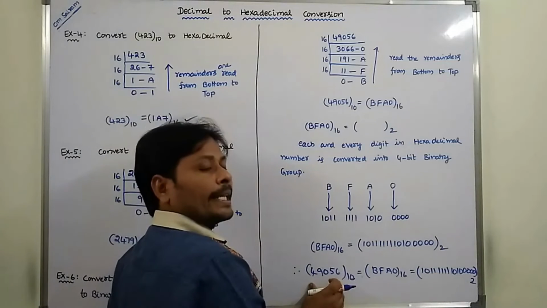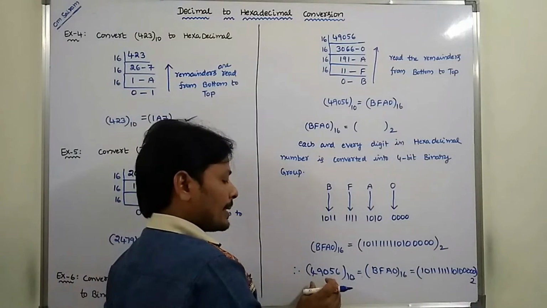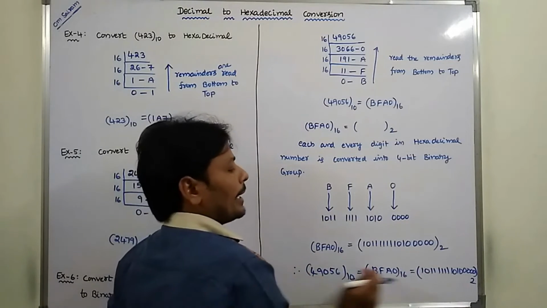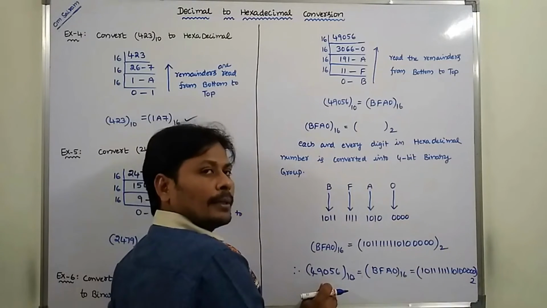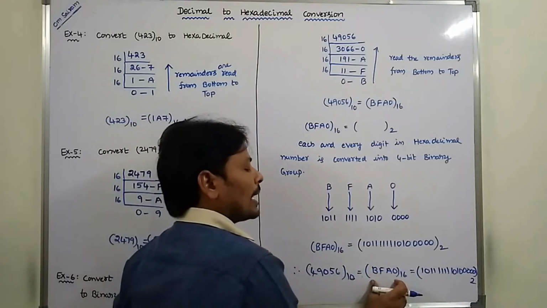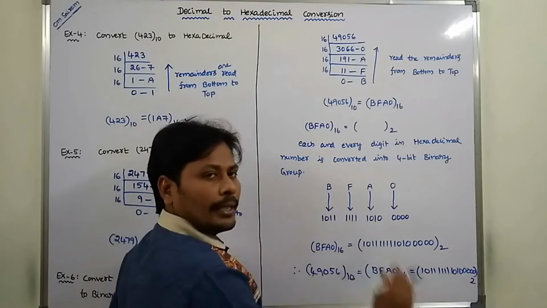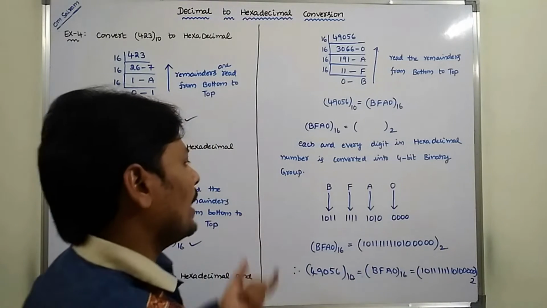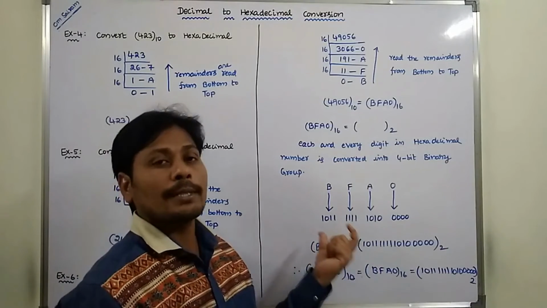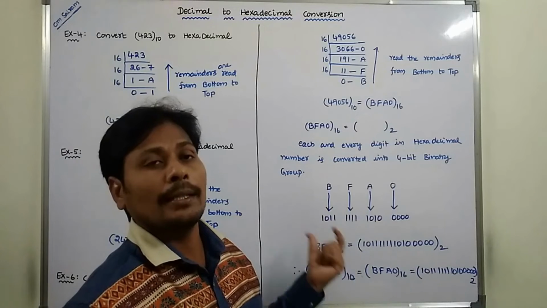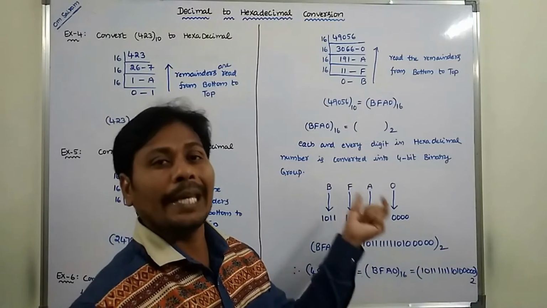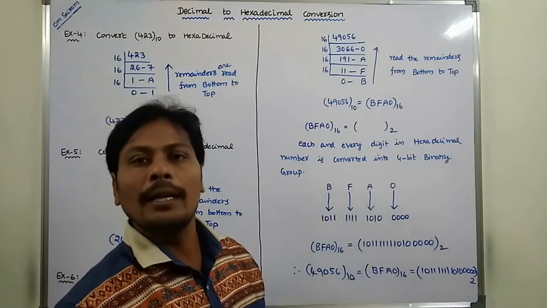So this is the given decimal number. For this given decimal number, the equivalent binary number is this one. For this given decimal number, the equivalent hexadecimal number is this one. Okay, so in this way, we have to solve it, and the given decimal number is converted into the equivalent hexadecimal number.